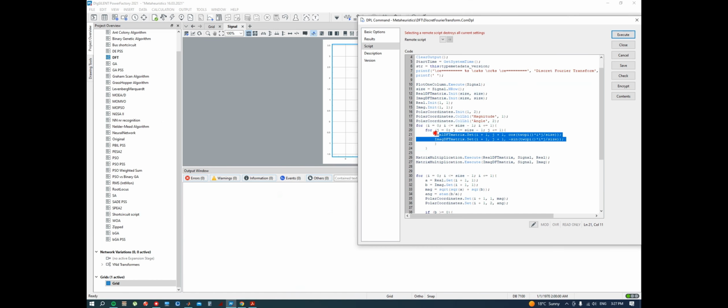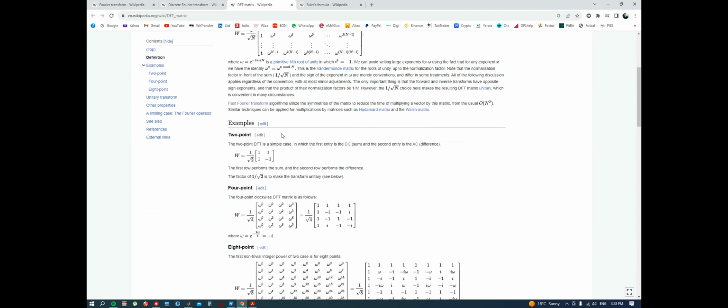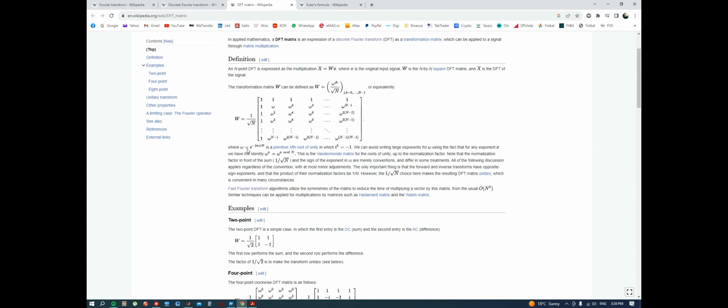You can see here that we have two matrices because DIgSILENT doesn't work with complex numbers. Because the values from the DFT matrix are complex, I wrote two matrices, one for the real part of the DFT matrix and one for the imaginary part of the DFT matrix. The real part of the DFT matrix we're going to put inside the real part of e to the power of minus 2pi divided by n.